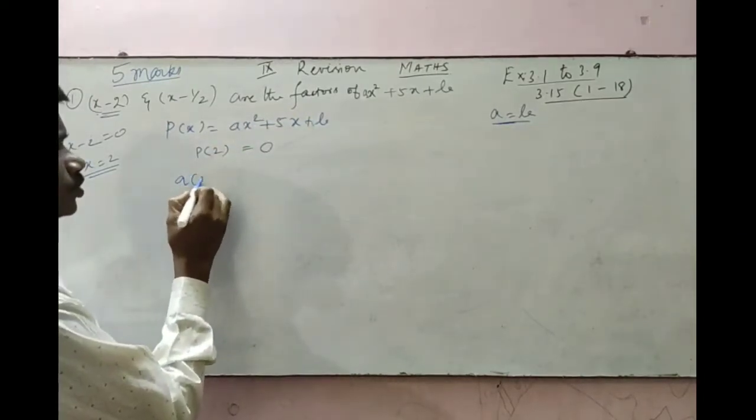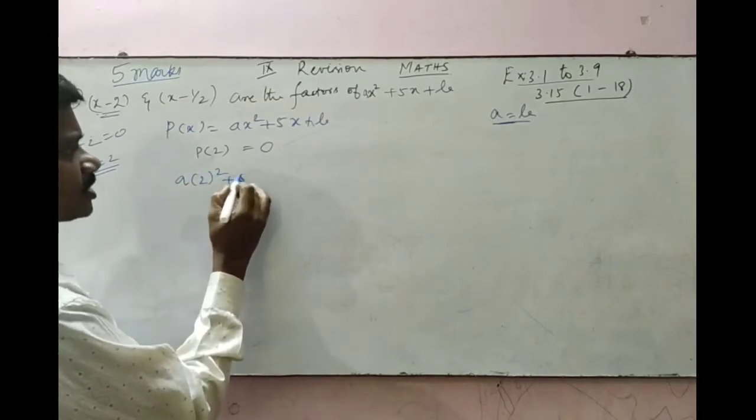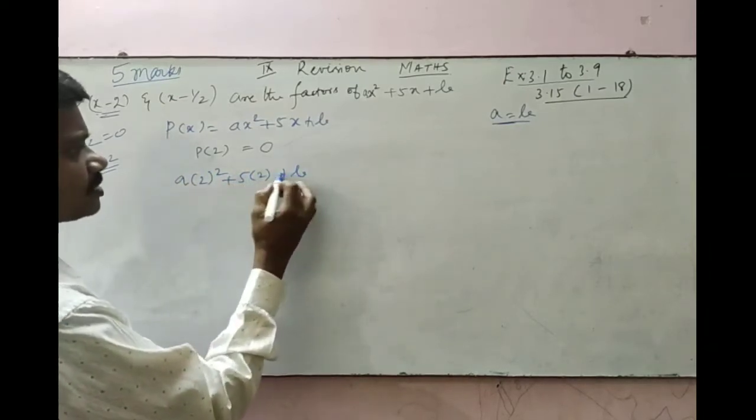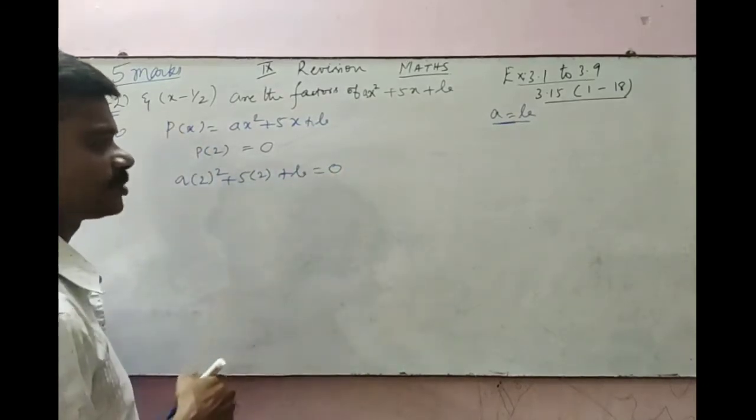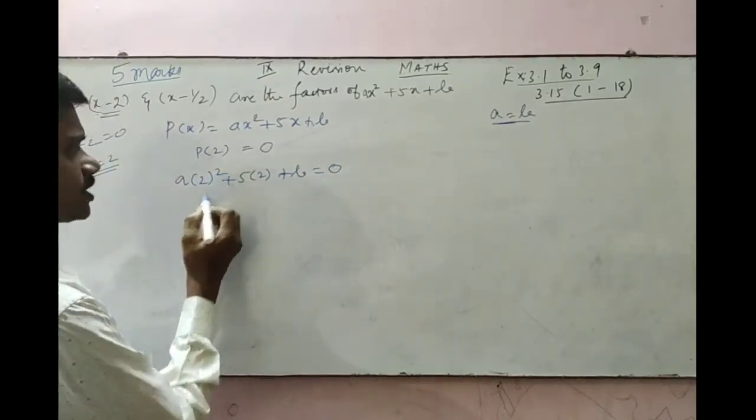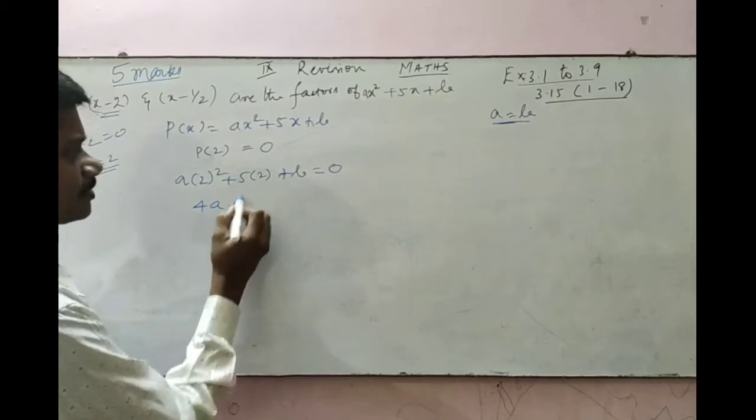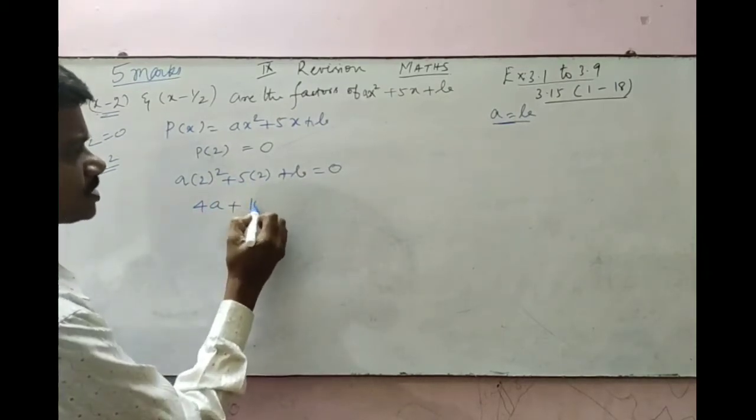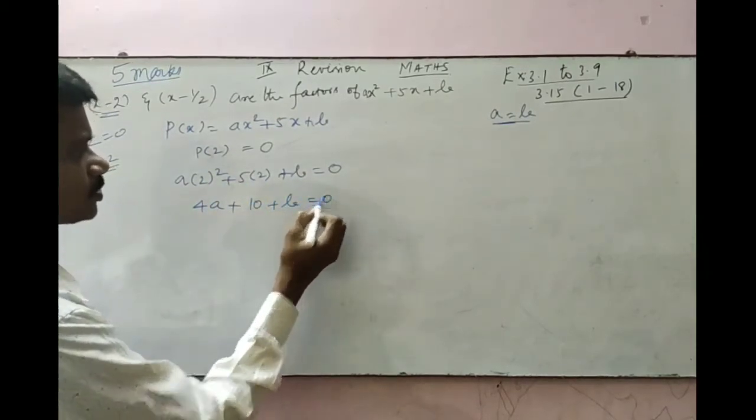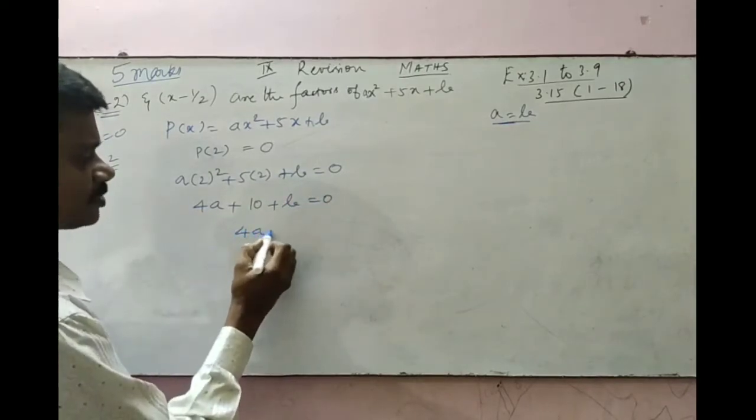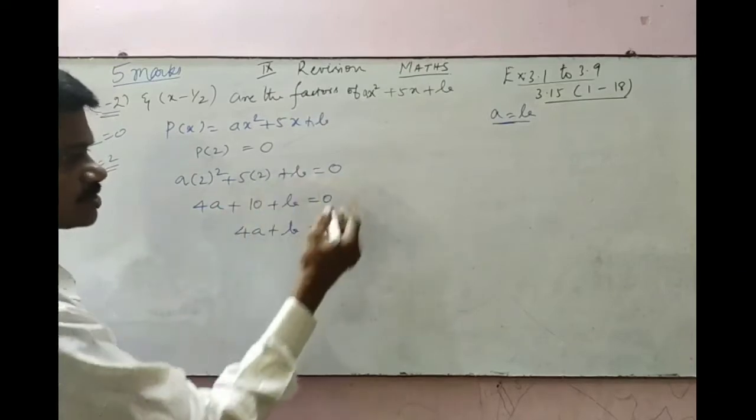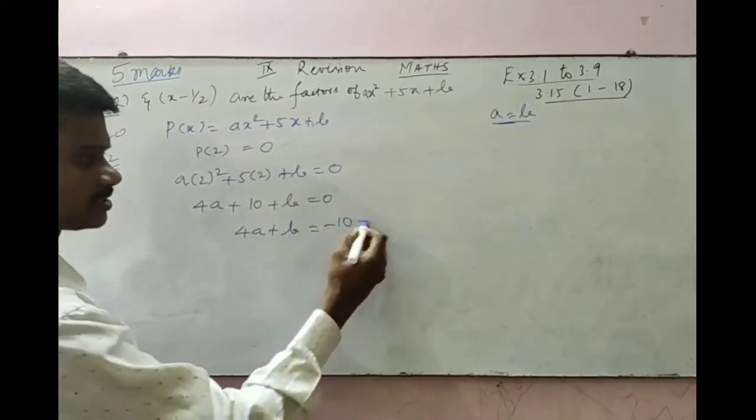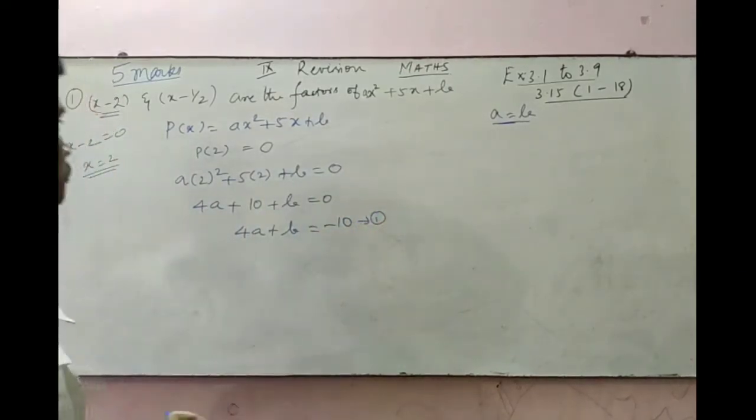So a into 2 square plus 5 into 2 plus b equal to 0. Since this is a factor, the remainder is 0. 2 square is 4, so 4a, 5 into 2 gives 10, plus b equal to 0. If I keep the a and b terms on the left hand side and transpose this 10 to the right side, you will get minus 10. Name this as equation 1.